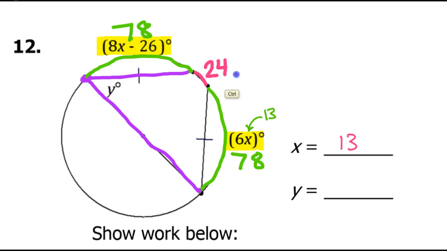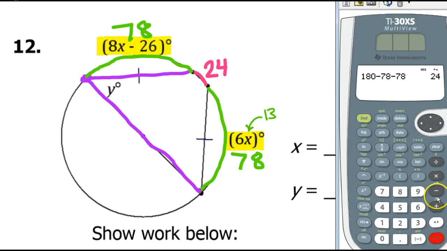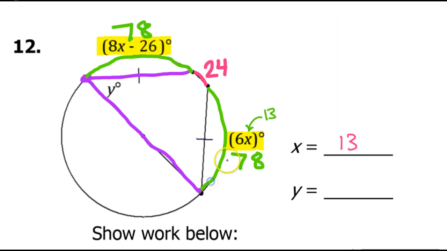Okay, well fine. What is this arc? It's 78 plus 24, right? So that is 102. So this arc that I'm now tracing over in purple is 102. Okay, so the angle should be half that, which is 51. So that's why y is 51.